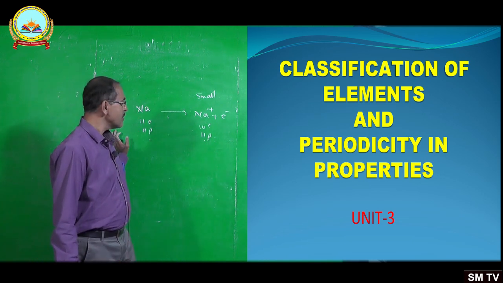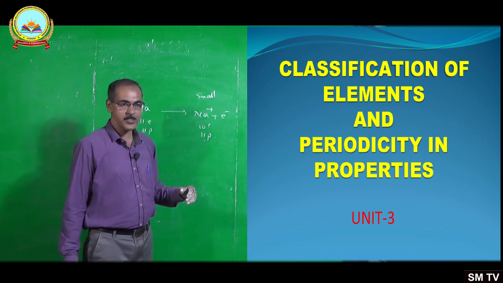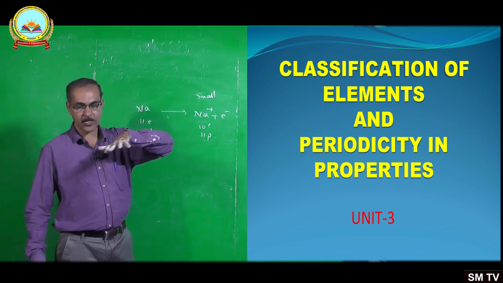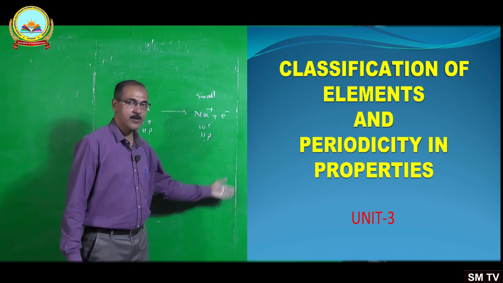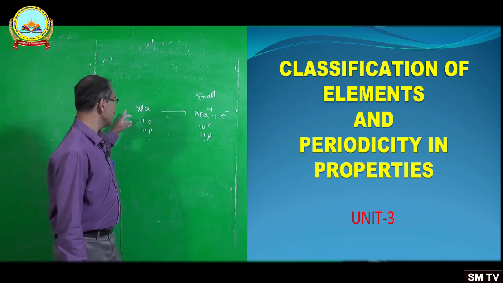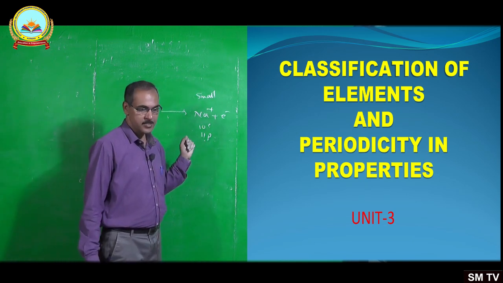Because by losing an electron, what happens? The effective nuclear charge remains the same, the number of electrons decreases, thereby the radius decreases.